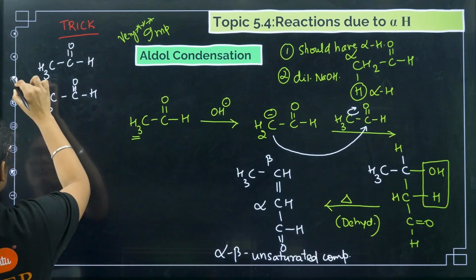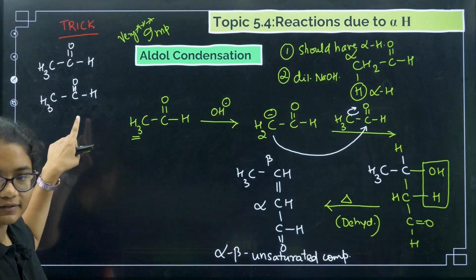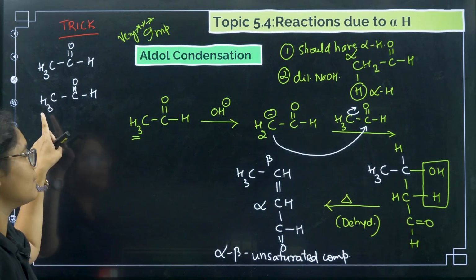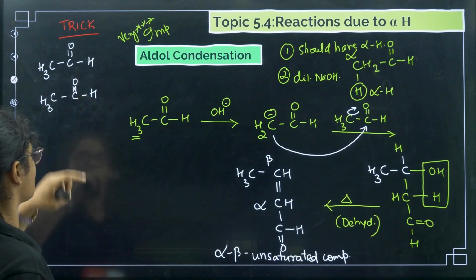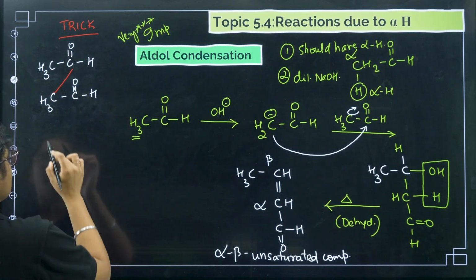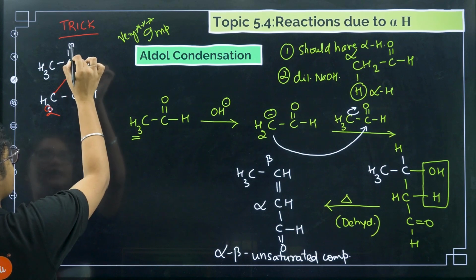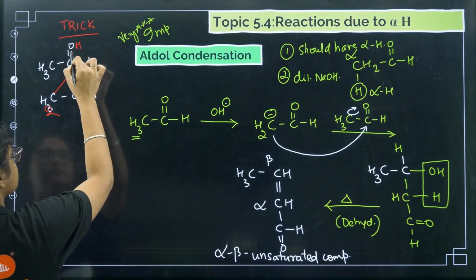Okay, now what you have to do is take this alpha carbon, right? The alpha carbon of one carbonyl compound should be connected to the carbonyl carbon of the other. So just connect it here. After that, remove one H from here, so this will become H2, and add that H here, this will become OH, and this bond will go.